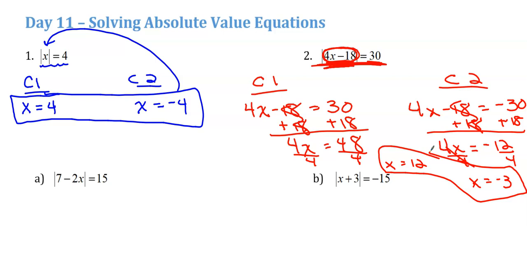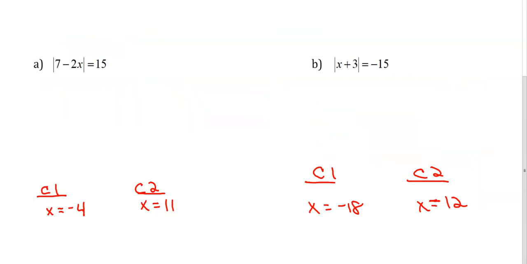You got 2 down below. Pause. Go do those 2, and then I'll talk especially B. B's got a little feistiness. Okay, so for A, if you set it up and solved correctly, you should have got x equals -4, x equals 11. Those are my 2 solutions.